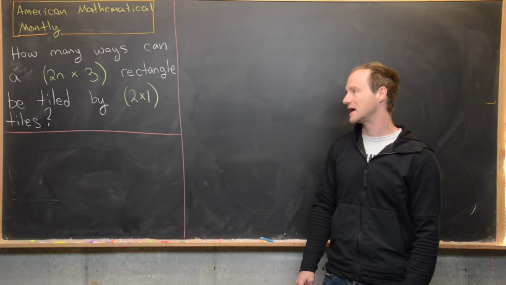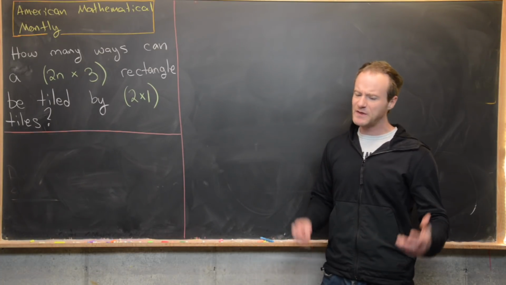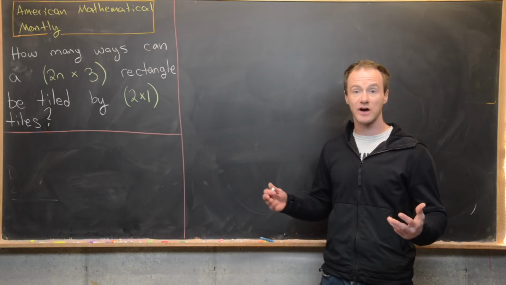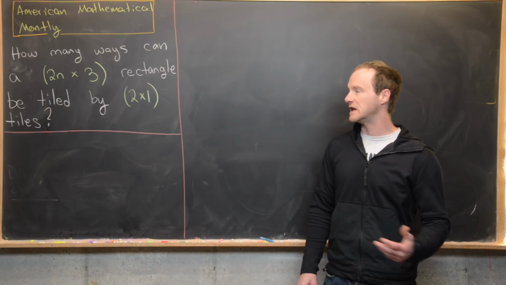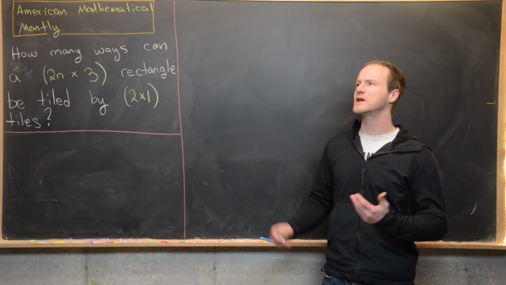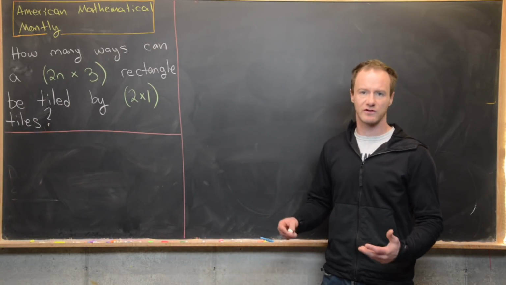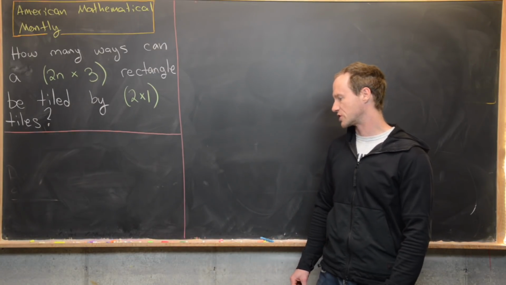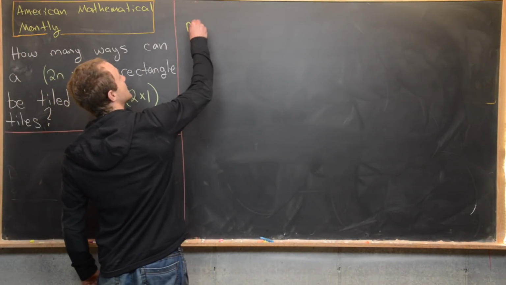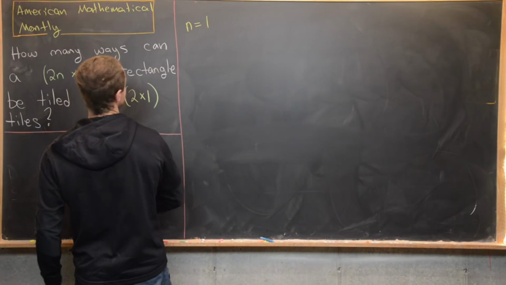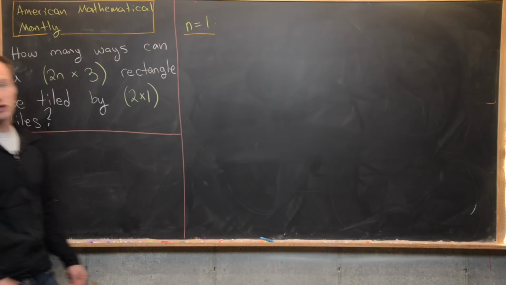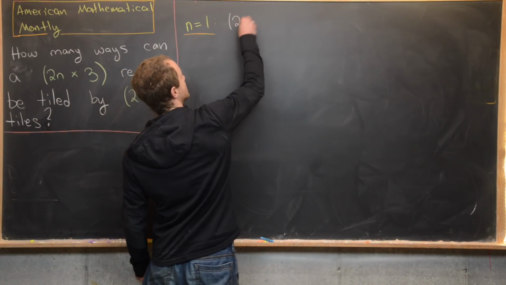2 by 1 tiles. So maybe the first thing to do is to play some games with the very starting cases of this, like n equals 1 and then n equals 2, and see if we can use that to generalize an idea for some arbitrary n. So let's go ahead and look at the n equals 1 case first. So notice for the n equals 1 case, that means we're talking about a 2 by 3 rectangle.